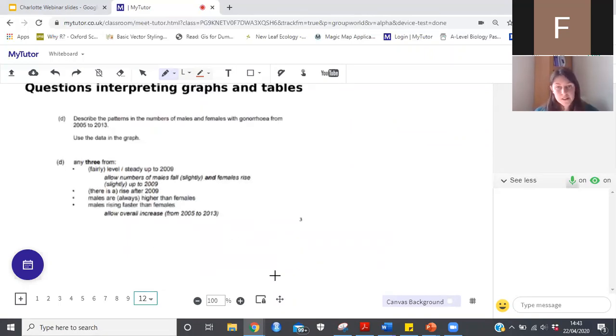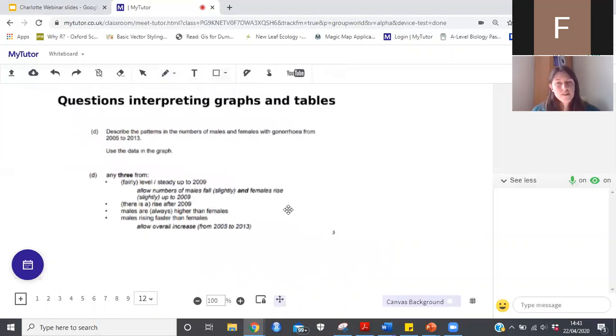So I've pulled up the mark scheme answer here again. I think it's really good for students to see mark schemes to get a good idea about what examiners are looking for. So you could have any three from, let's read them out and then we'll pop back to the graph and have a look at them on there as well. So you could have that levels of number of people with gonorrhea stayed fairly level up to 2009. We noted that when we first looked at the graph and we talked about the male line, and then we kind of noticed it when we were plotting the female line as well.